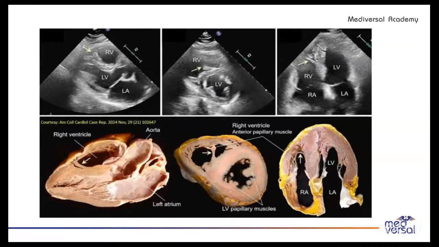There are three views here: the first image is the parasternal long axis view, the middle image is the short axis view, and the third image is the apical four chamber view, which shows the moderator band. These are general morphological structures that we will see in everyone. Beginners will confuse the moderator band with a mass or a clot.